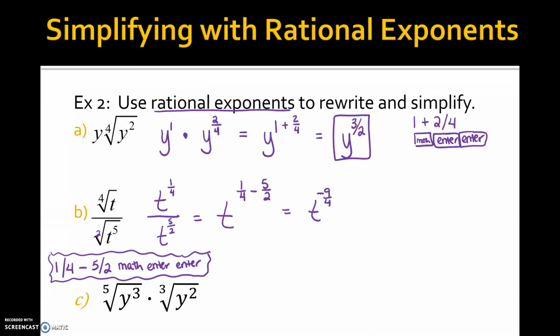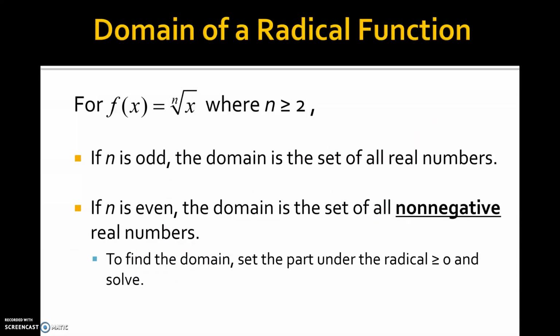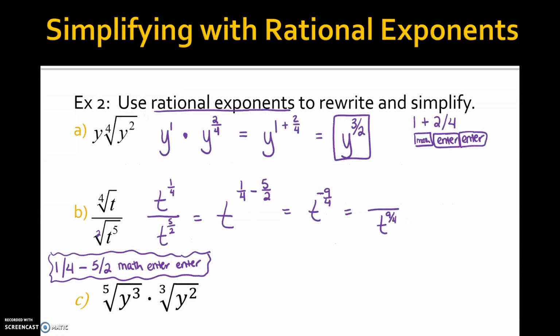We cannot leave our answer with negative exponents. Negative exponents move. So this whole term is going to move to the bottom and become t to the 9/4 on the bottom. You can't leave your numerator empty, so there'd be a 1 on the top of that numerator. 1 over t to the 9/4.